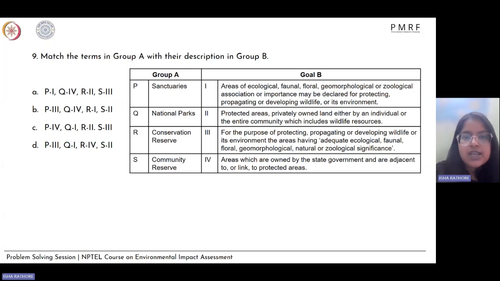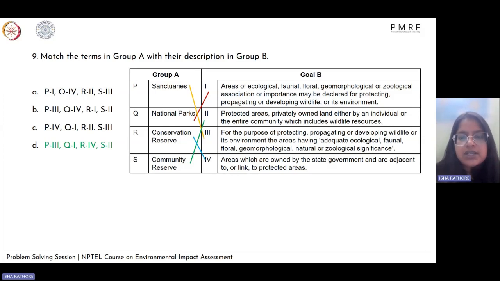So we have definitions and terms. So the correct answer is D, that is sanctuaries are for the purpose of protecting, propagating, or developing wildlife or its environment. The areas having adequate ecological, fauna, flora, geomorphological, natural, or geological significance. So those are sanctuaries. So P matches with 3. Then national parks are areas of ecological, faunal, floral, geomorphological, or zoological association or importance and may be declared for protecting, propagating, or developing wildlife or its environment. So Q matches with 1.